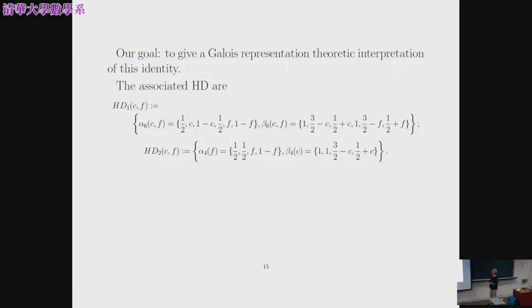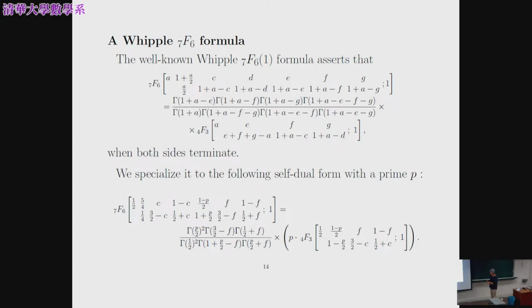But we extract these two data from the original Whipple identity, and we are going to drop the condition that the original identity holds only when the hypergeometric function actually terminates. We're going to drop that condition. We do not assume that there is some negative integer.